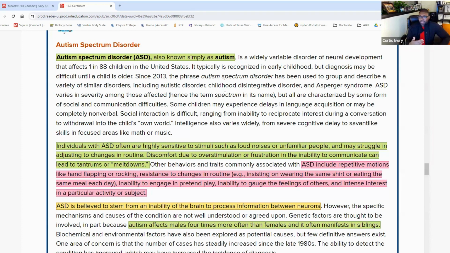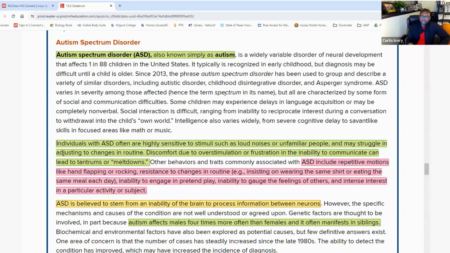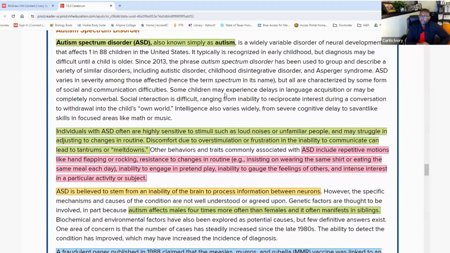It also mentions here that you can have flapping, rocking, and resistance to change of routine. Typically, they kind of want to do the exact same thing. They have a routine. They wear the same clothes, kind of thing. They don't like to change things at all. And it typically affects more males than females. It affects about 4 times more males than females, and usually it can run in siblings. So if your sibling has it, there's a potential that you can have it as well.